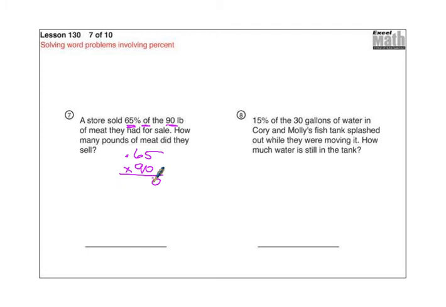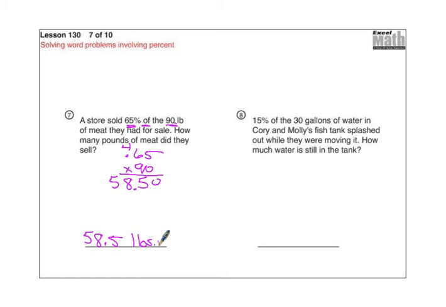5 times 9? 45. Carry the 4. 6 times 9? 54. Plus 4? 58. How many spots do I move over the decimal? 2. What's the answer? 58.5. Pounds. 90 pounds, right? 58.5 pounds are sold.